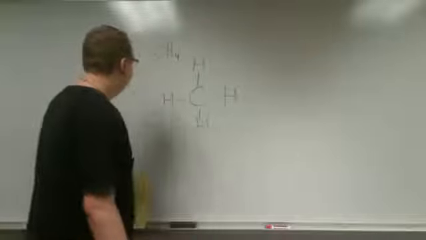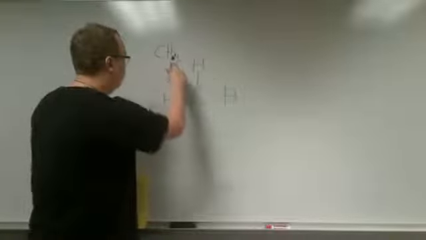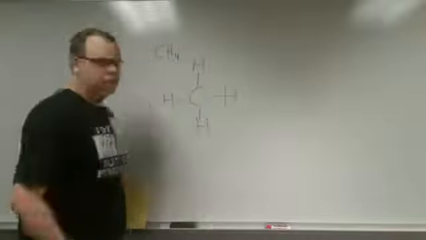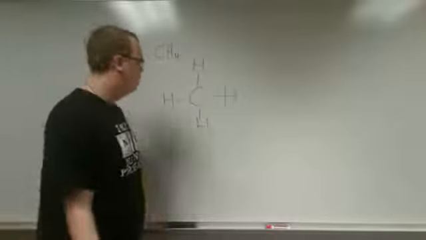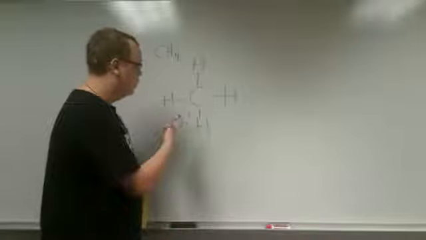If we total up the number of electrons, this is 8. Each hydrogen has 1, carbon has 4, which totals up to 8, which means we did it correctly. There are no extra lone pairs or anything. So this is what the Lewis dot structure looks like.